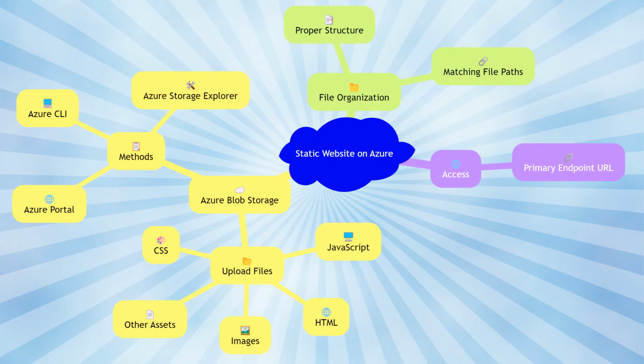With the static website feature enabled, you can now upload your static files to Azure Blob Storage. This can be done through the Azure Portal, Azure CLI, or Azure Storage Explorer. You will need to upload all the necessary files, including HTML, CSS, JavaScript, images, and other assets. It is important to organize your files properly and ensure that the file paths match the references in your HTML documents. Once uploaded, your static website will be accessible via the primary endpoint URL provided by Azure.